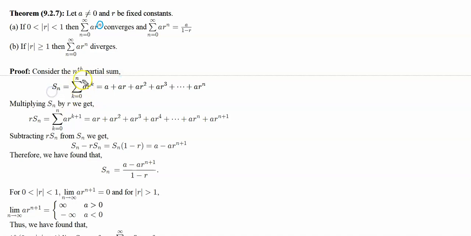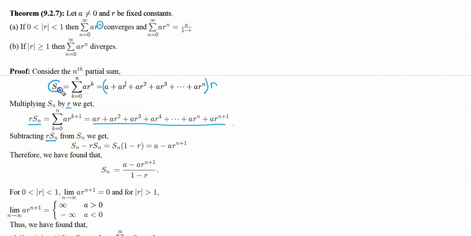So s sub n is going to be a plus a times r to the first power plus a times r squared plus a times r cubed plus dot dot dot all the way out to a times r to the nth power. Now, take note of this. If we take s sub n and we multiply by r, then multiplying all of this by r right here, what we're going to get is this. Now let's do a little trick here. What we're going to do is subtract r times s sub n from s sub n.